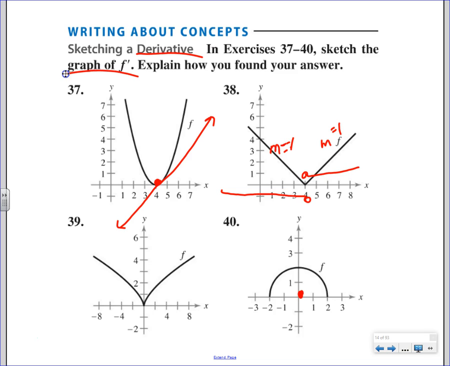All the slopes are negative 1. All the slopes are positive 1. The derivative has to be negative 1 constantly up to 0. The derivative has to be positive 1 constantly up to, I apologize, I keep saying 0, up to 4. And at 4, the derivative does not exist. Both of those are empty. Number 39 is a little bit different.